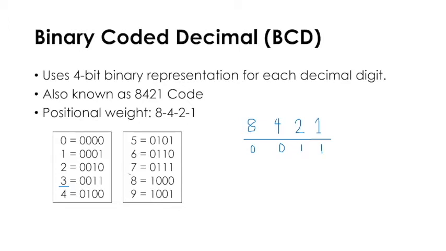Let's try another one. 7. We have 0, 1, 1, 1. In this case, 4 plus 2 plus 1 is equal to 7. That's why we got 0, 1, 1, and 1. Let's try 9. We have 1, 0, 0, 1. 8 plus 1 is equal to 9. That's why we got 1, 0, 0, 1. So let's try some examples on how we will get the BCD format.